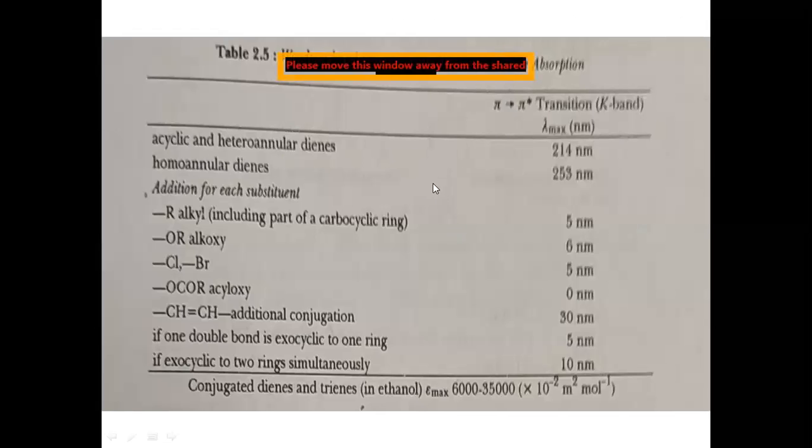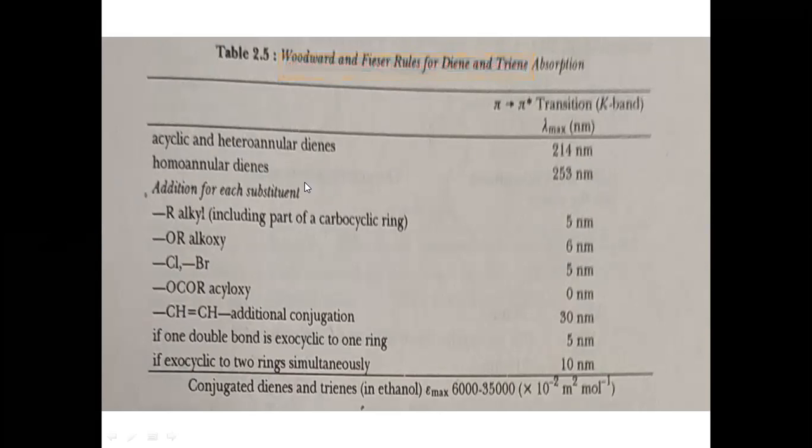Here again, it is the same data which we have interpreted before, in the form of a tabular form. An acyclic or heteroannular diene will have a lambda max of 214 nm or 215 nm, one and the same thing, some difference may be there. Homoannular dienes 253, this is the base value.